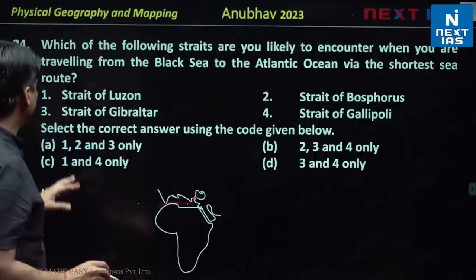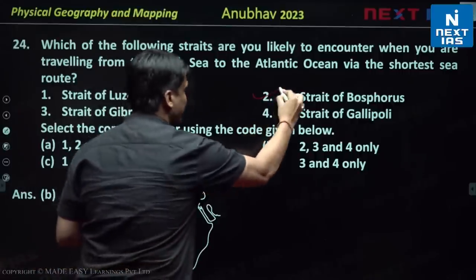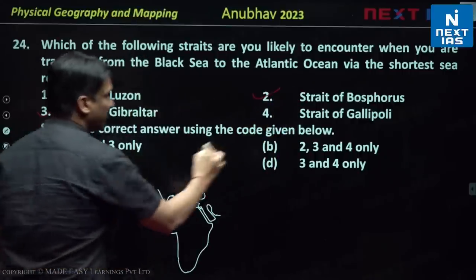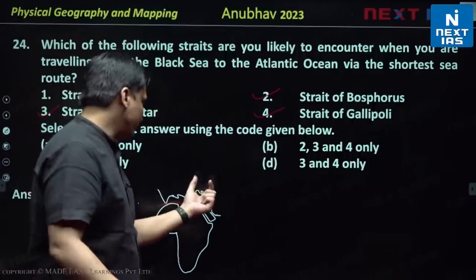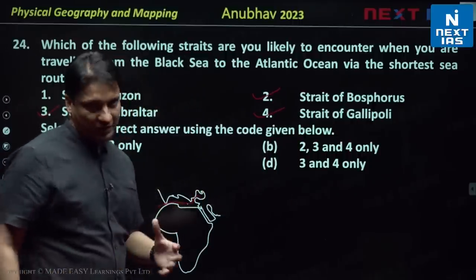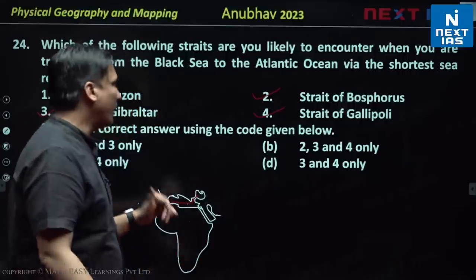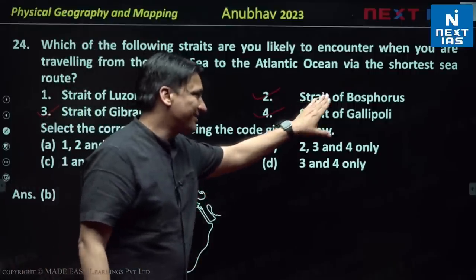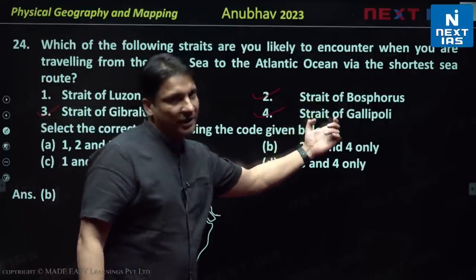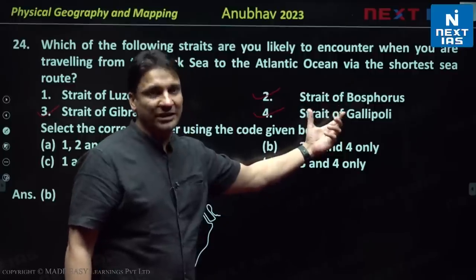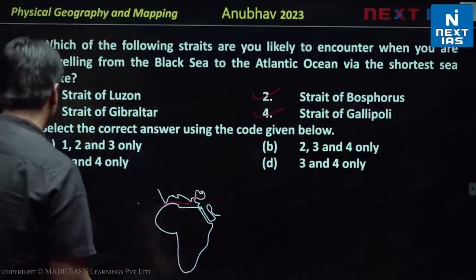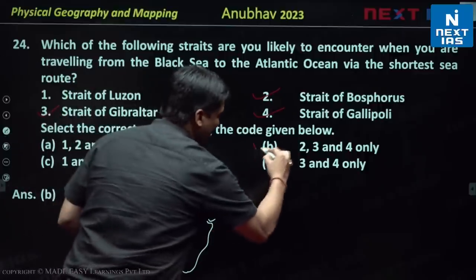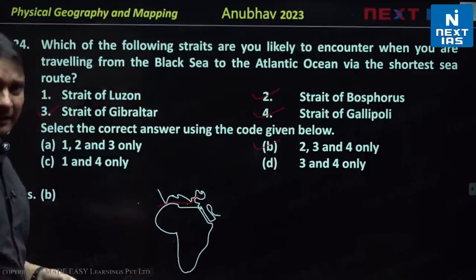So basically, in this question, second, third, and fourth, they are correct. So anyone who moves from Black Sea to Atlantic Ocean and follows shortest route will encounter these three straits, Strait of Bosporus, Strait of Gallipoli, that is also known as Strait of Dardanelli, and Strait of Gibraltar. So the correct answer in this question is B. 2, 3, and 4 are correct.